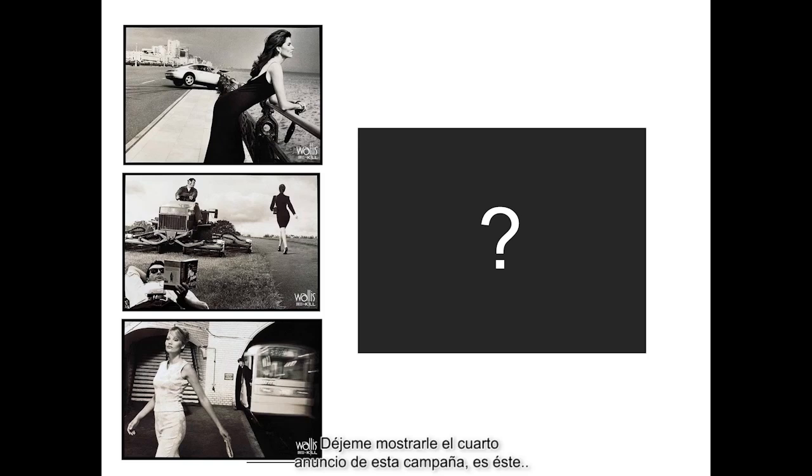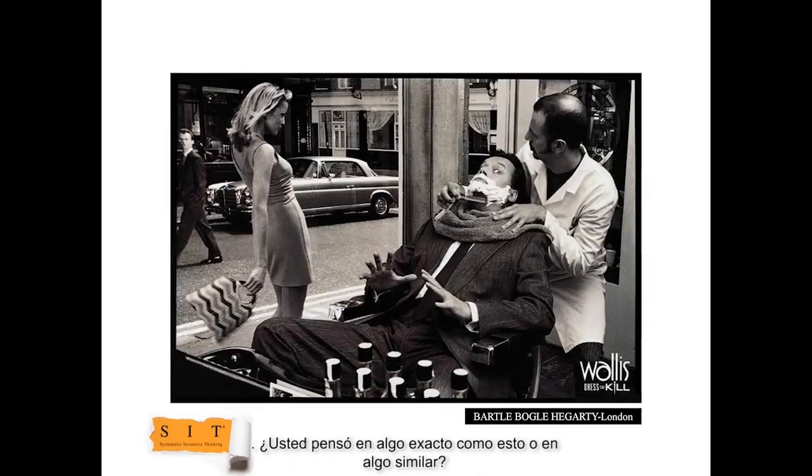Let me show you the 4th ad in this campaign. It's this one. Did you think of something exactly like this or something like it? Oftentimes people continue the thoughts from the previous ads and add some sort of transportational aspect to their new ads.